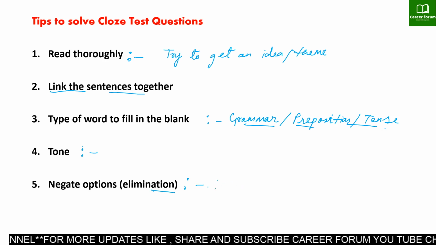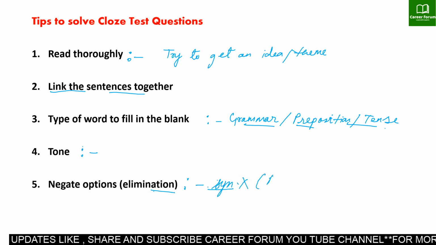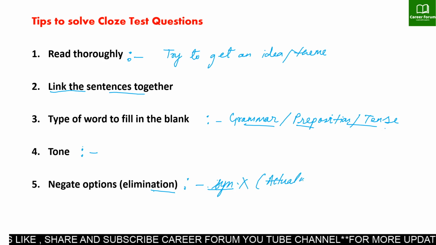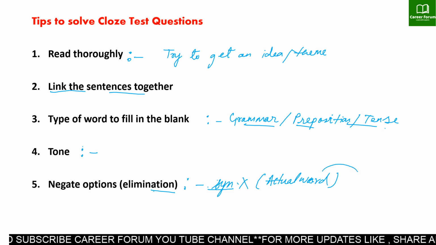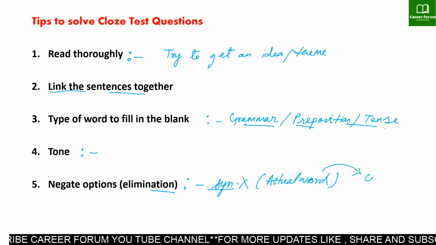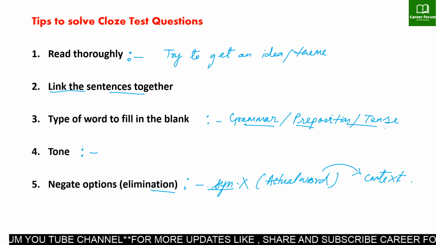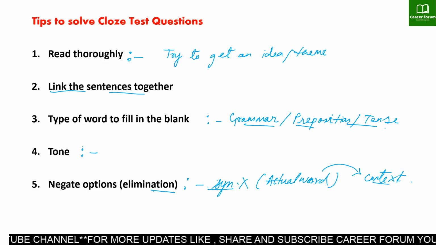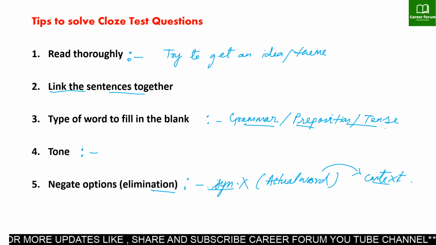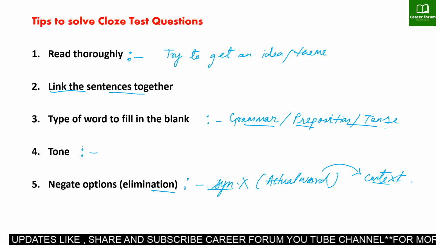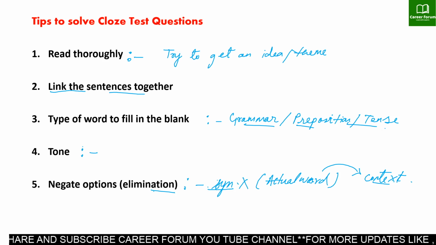So try to eliminate options which seem to be close in meaning. You don't have to choose synonyms. Don't look for a synonym. We need the actual word, and you can determine this from the context of the paragraph. That is why reading is important, because once the idea is clear to you, you will be able to understand the context, and then it will be easier to find the actual word. You can easily eliminate or negate options, and then you will come up with the right word.